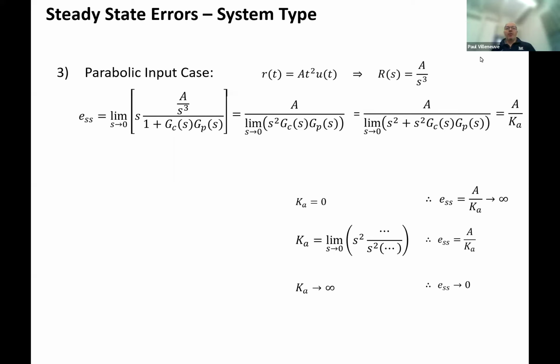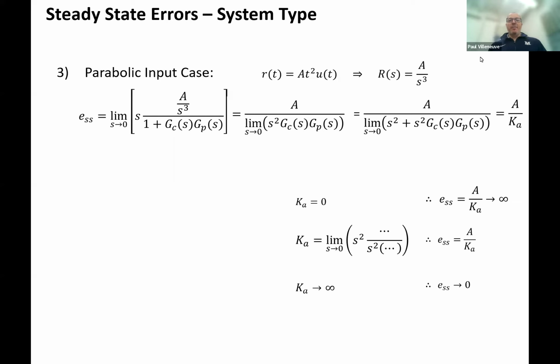So my parabolic input, we have a ramp input, or sorry, not a ramp input, an input that has a t squared, right? Because that's the ramp. We convert that into the Laplace domain and we have A over s cubed. A just means it's whatever magnitude value it is. It doesn't have to be unity. It can be whatever value you want. Now we do our calculation for ESS using the formula that we developed at the beginning of last class.